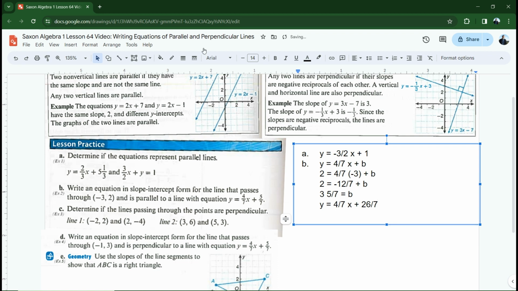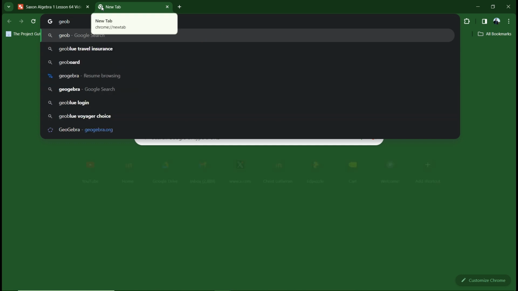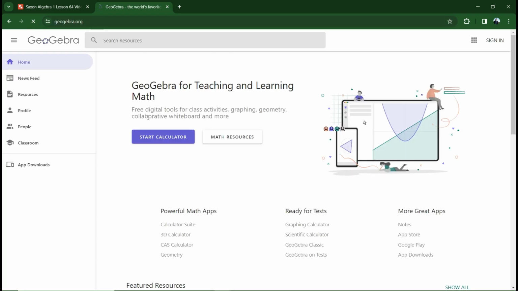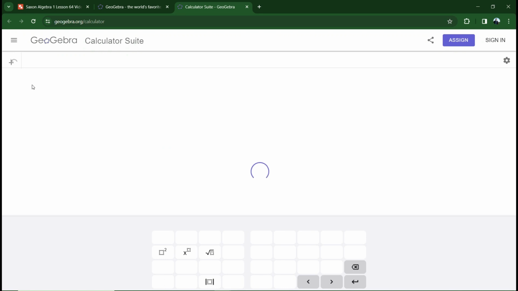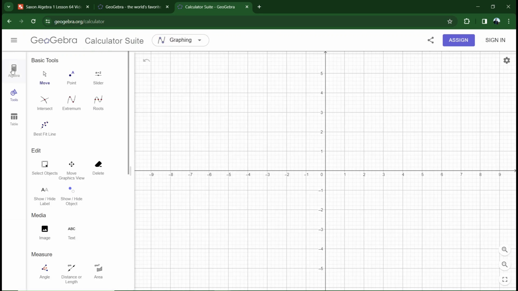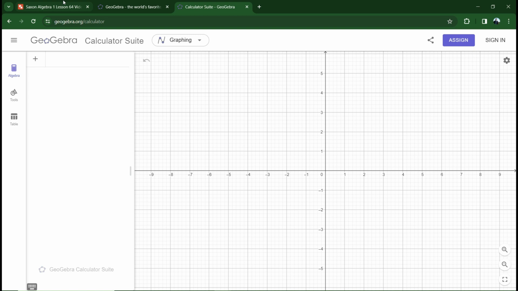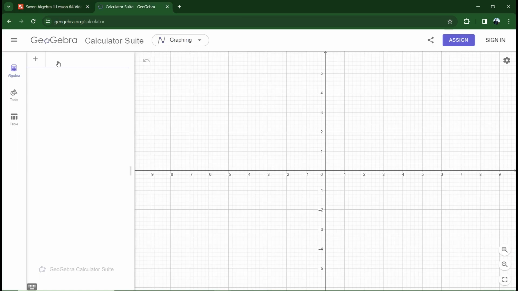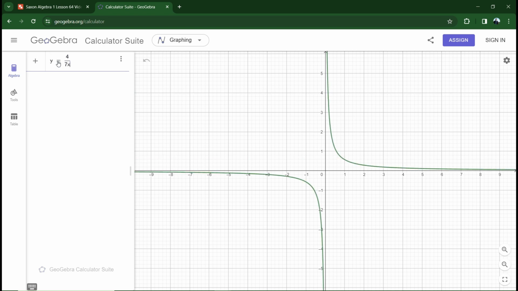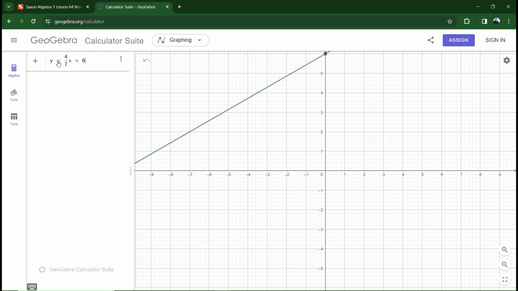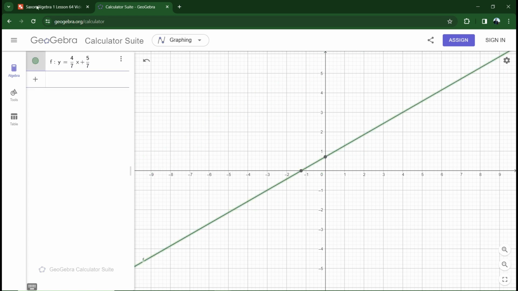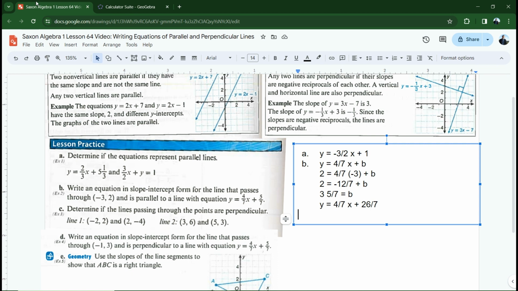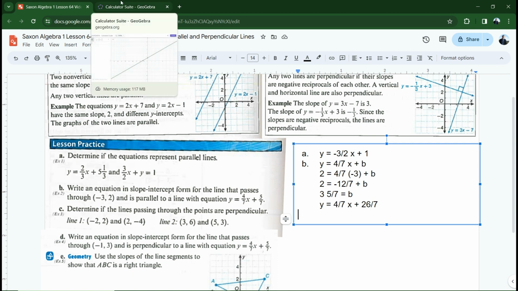Why don't we just verify that by going to good old GeoGebra? We're going to start a calculator, an algebra calculator. Okay. And let's just enter those equations and verify that they are parallel. So one equation is y = 4/7 x + 5/7. And now my parallel line, y = 4/7 x + 26/7.